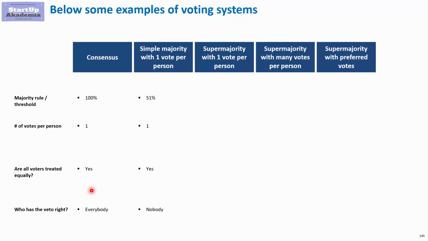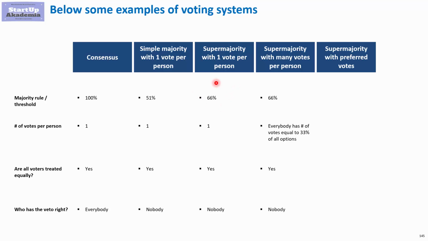With the simple majority, the most often used system, the threshold to decide in favor of something is 51%. Then everybody gets 1 vote. All votes are treated equally and nobody has a veto right. Supermajority suggests that the majority threshold is higher. And here we put it at the level of 66%, obviously it can be 75% as well.